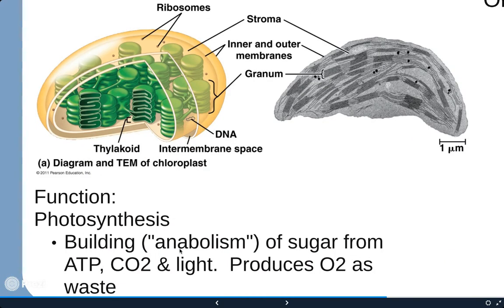And what they are doing is called photosynthesis. It is actually building rather than taking apart. So when we're building, it's called anabolism. I always have trouble with that word. It's where we're building sugar out of ATP, carbon dioxide, and light.